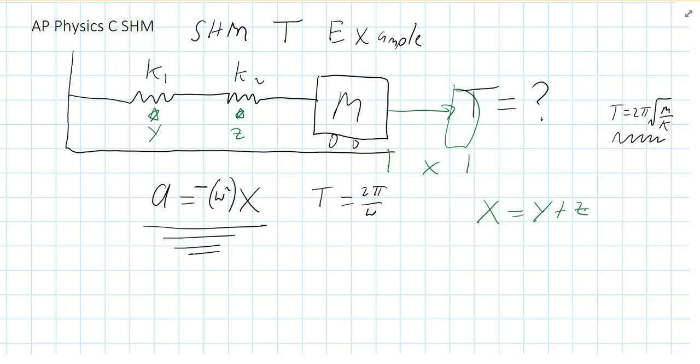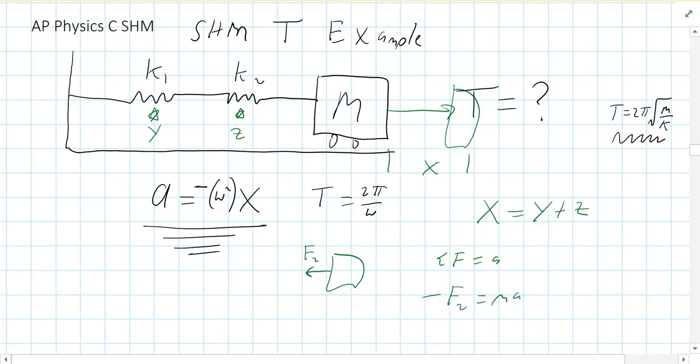Now, we need to get A in there somehow, acceleration. Well, we know that net force equals mass times acceleration. Now, if I draw an FBD of this cart, only spring 2 pulls on it. I'll call that F2, and that's pulling left, so I'm going to make that a negative. So negative F2 equals MA. And again, the only reason I had the negative there is because it's pulling left, the opposite way to displacement.